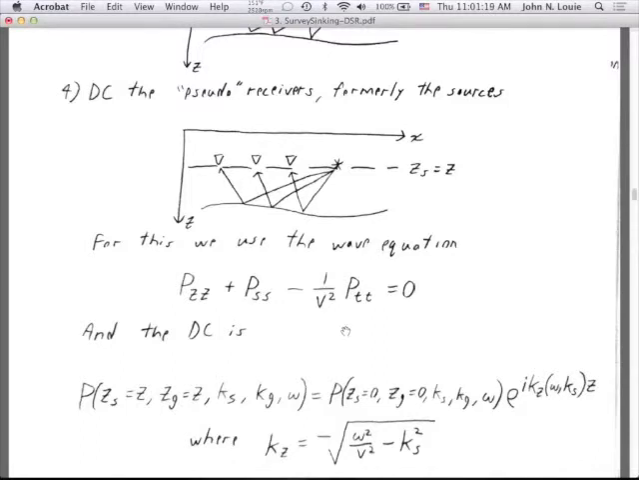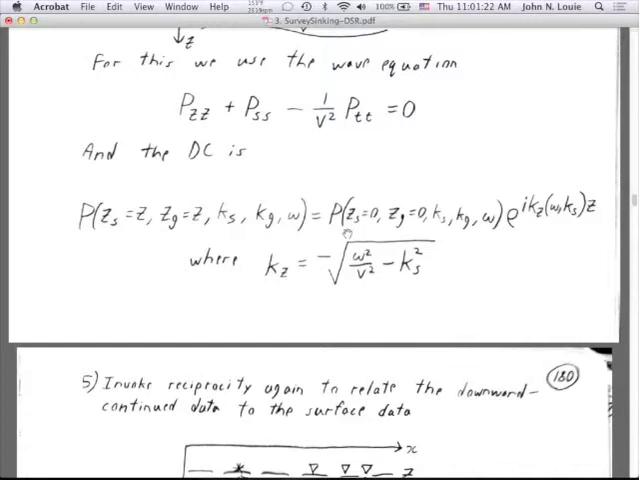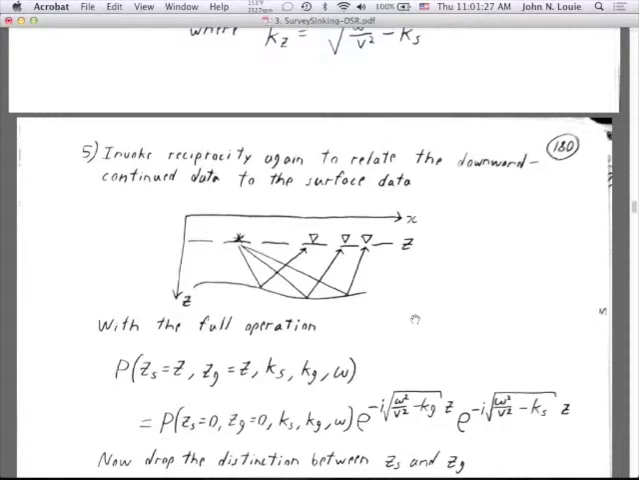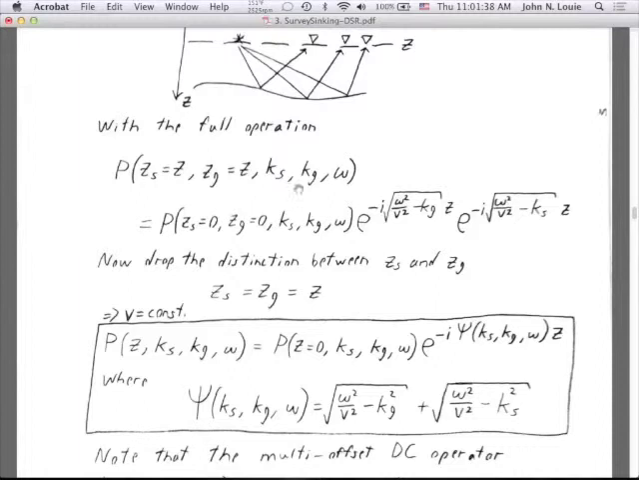That's all we do. We just substitute s's for g's. Same downward continuation, but now it's working on k sub s, okay? And we invoke reciprocity again, and we're back to our same survey, except that now it's downward continued to some depth z. So here's the full operation, right? We need to downward continue once versus the k sub g, and again versus the k sub s, right? And so let's now drop the distinction between the depth of the source and the depth of the receiver, so z sub s is equal to z sub g is equal to z.